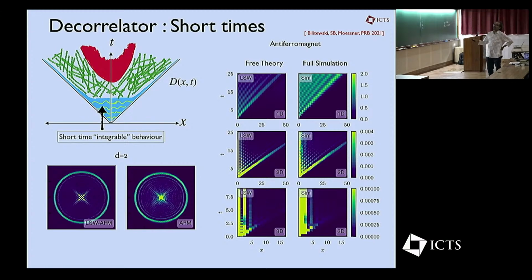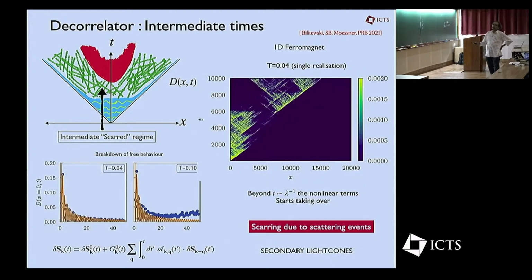You see quite an agreement between the free theory and the full simulations at the short times. Okay. So then once you increase time, what happens is that at this temperature, you can already see that around about this time, the numerical data starts deviating from the free spin wave. And simultaneously, in each configuration, you start seeing the secondary light cone events within the primary light cone.